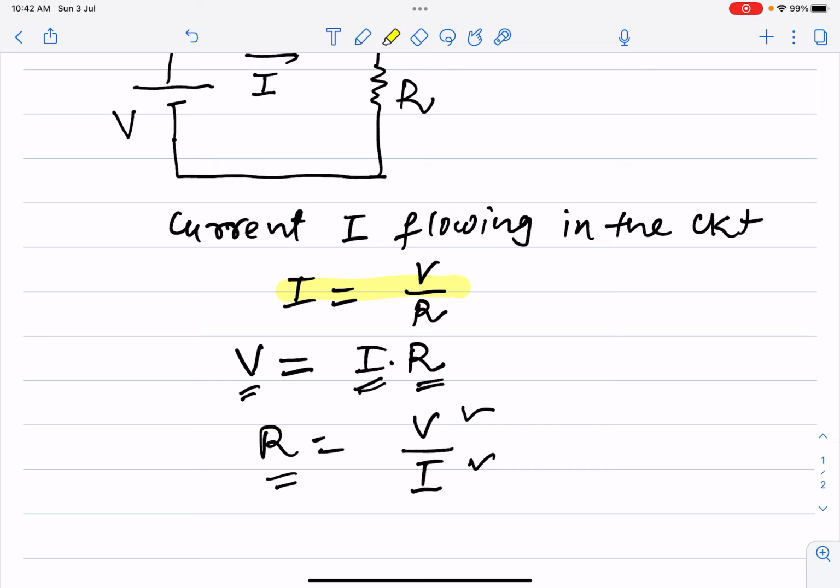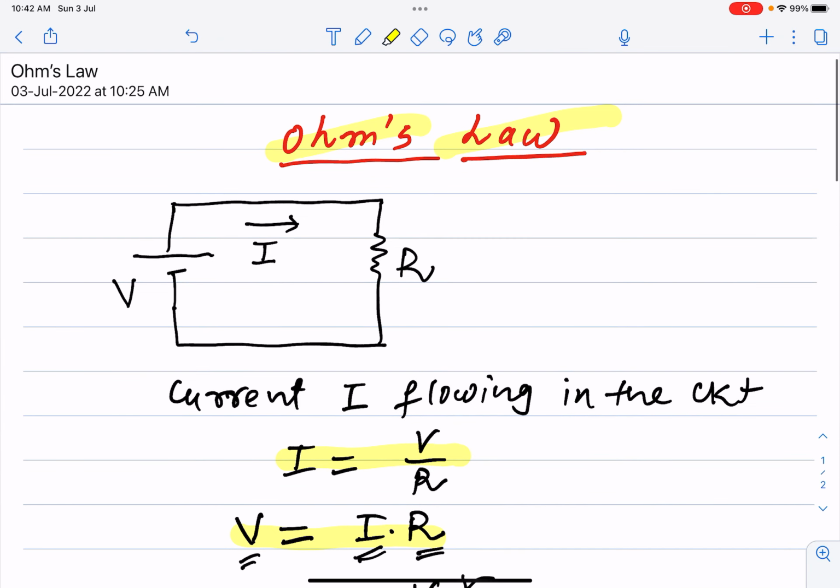So these are the three different forms of Ohm's law. In the first form, we say I is equal to V upon R. In the second form, we say V is equal to I into R. And in the third form, we say R is equal to V upon I. All of these equations are very useful, and these are the basic equations. These equations are frequently needed whenever we go for the study of circuits in electronics. So this law is one of the basic laws of electronics.